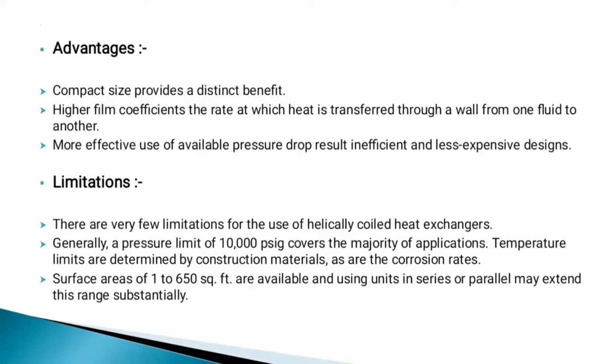The limitations: there are very few limitations for the use of a helical coil heat exchanger. Generally, a pressure limit of 10,000 psig covers the majority. For applications, temperature limits are determined by construction material, as are the corrosion rates. A surface area of 1 to 650 square feet is available, and using units in series or parallel may extend this range substantially. Now Prathamesh Naik is going to present from the next slide.